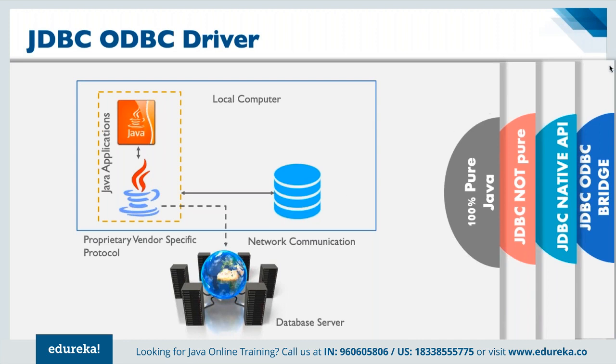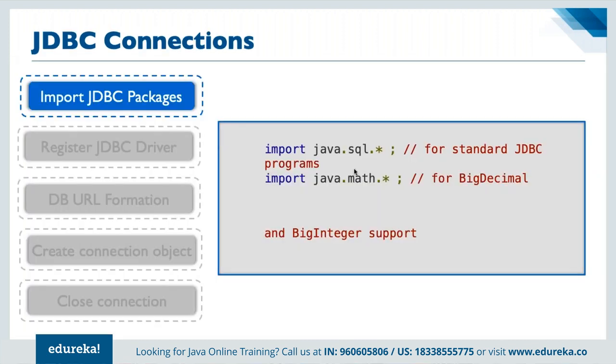Now let's see how the basic connections for JDBC are set up. When we are setting up the JDBC package, we can start by specifying that we have to import the SQL and the math libraries. So we have to specify import java.sql for fetching all the JDBC programs, and then we have to import java.math for all the BigDecimal programs we want to integrate into our Java application environment.